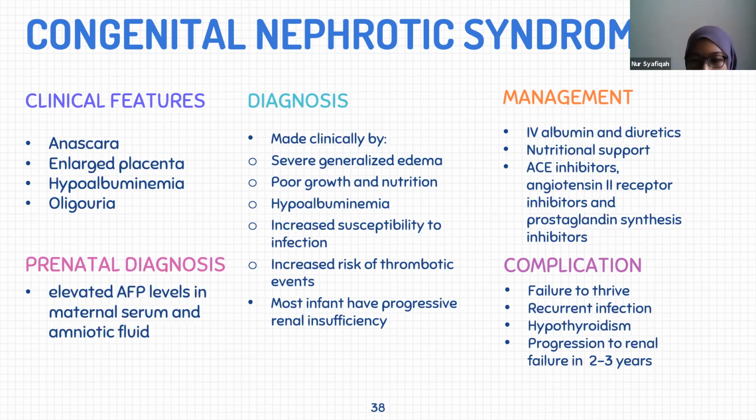For management, we give intravenous albumin and diuretics, and also give nutritional support aggressively. Then we can give ACE inhibitor, angiotensin 2 receptor inhibitor, and also prostaglandin synthesis inhibitor. For the complications, the child may fail to thrive and have recurrent infection, hypothyroidism, as well as progression to renal failure in 2 to 3 years. So they need to plan earlier about the dialysis as well as the renal transplant.